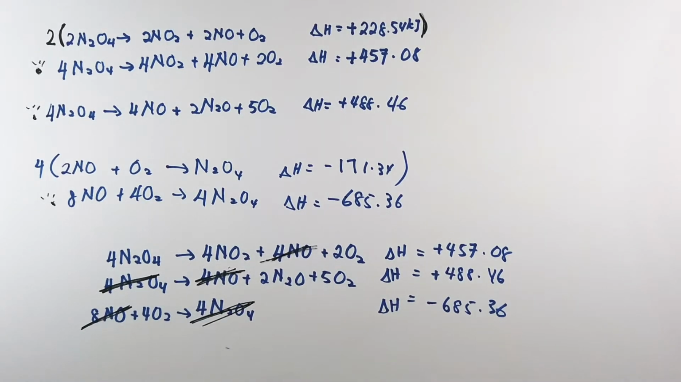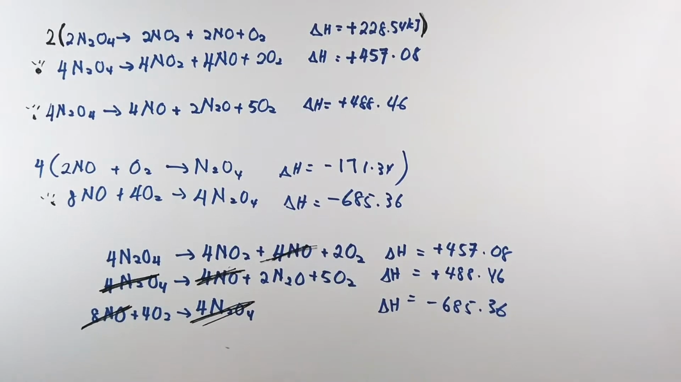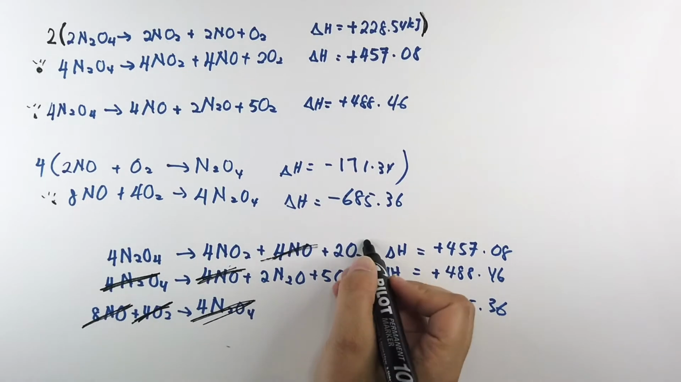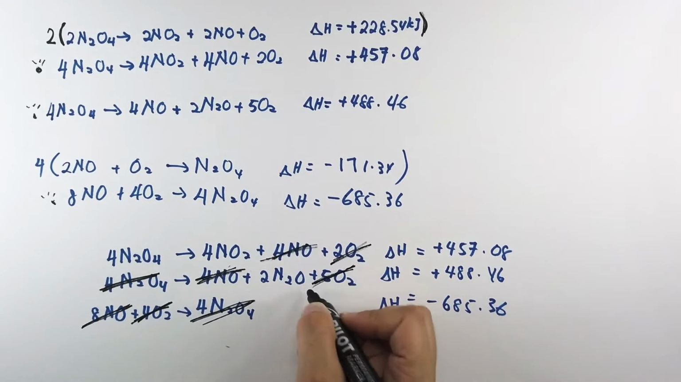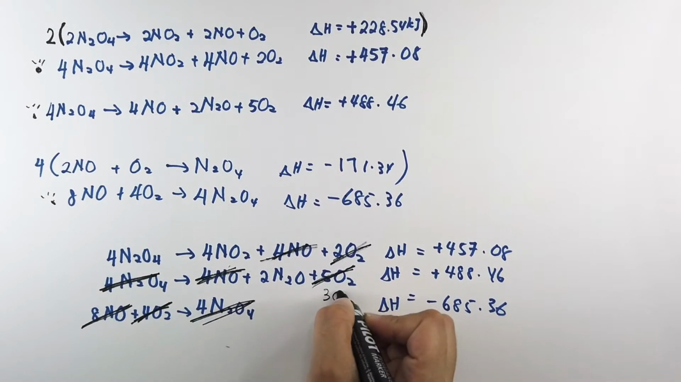So what else that we don't need from here is the O2. So we have 4 O2 around here, so altogether we have 7 O2. Because in the target equation, we do need the O2 to be in the target equation. We need 3 O2 altogether. So we have 7, right? So we shall be left with 7 minus 4. So we have another 3 O2.